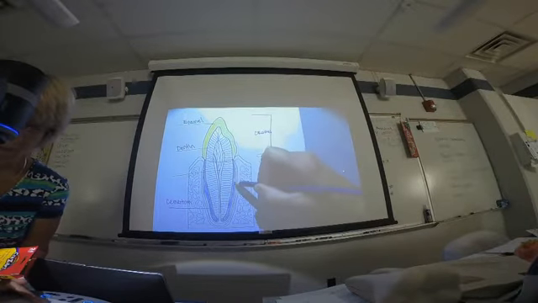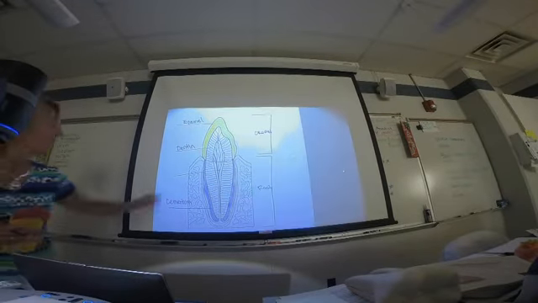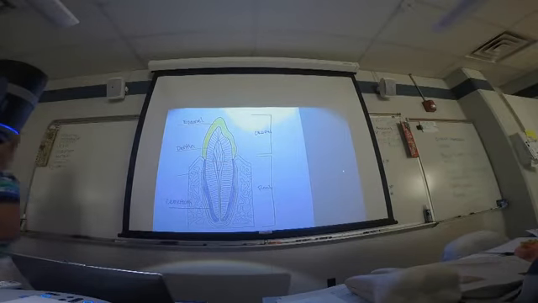It goes all the way up and meets the enamel at the neck of the tooth. Do you need colored pencils? No? You got them? Oh, no. You can borrow mine today. Okay? So this gives us a visual.